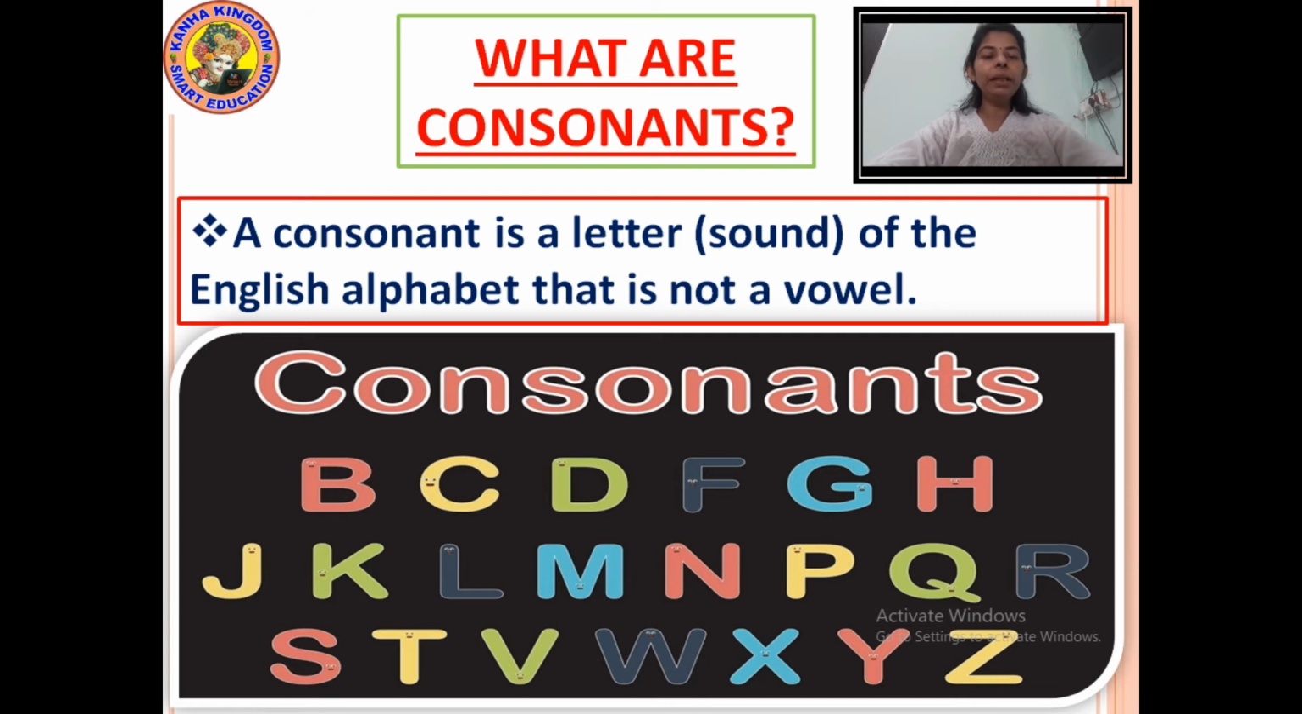Okay, after the vowels, we will see consonants. What are consonants? A consonant is a letter of the English alphabet that is not a vowel. Vowel we have A, E, I, O, U. Except vowels, all are consonants.